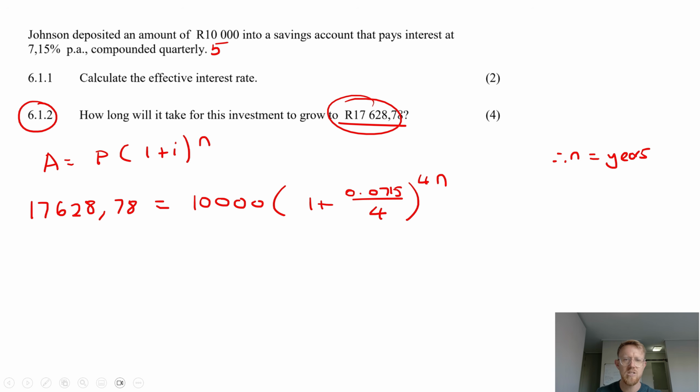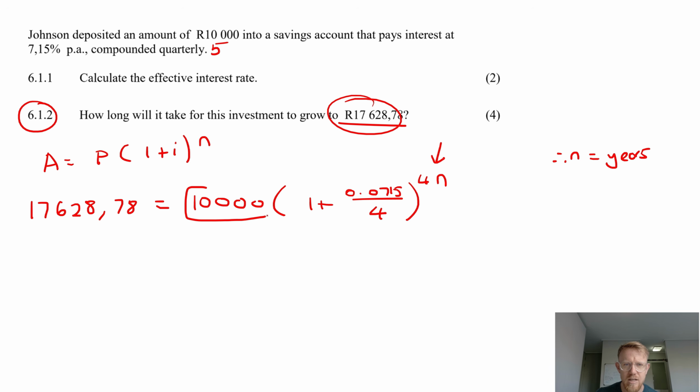Okay, and so now we're going to have to solve, but we're going to have to use logs, because whenever this exponent is the unknown, we're going to use logs. And what I always tell learners is that logs are extremely sensitive to rounding off. So you don't want to round off until the very end, because otherwise your log value can change the answer completely. So I try not to use my calculator at all until the end. So what I do is the following.